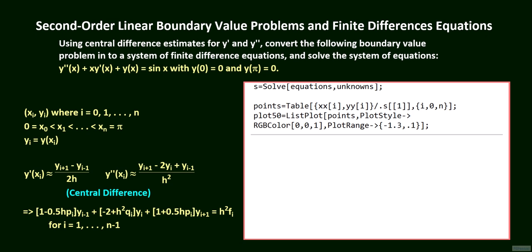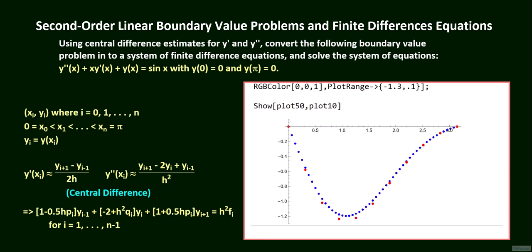To view the plots for n equals 10 and for n equals 50, we use the Show command. We show plot50 and plot10. We evaluate this show command line to view the plots. Some of the red dots, which are for n equals 10, seem like outliers, which might be due to the fact that n equals 10 uses a coarser partition of the interval than n equals 50.